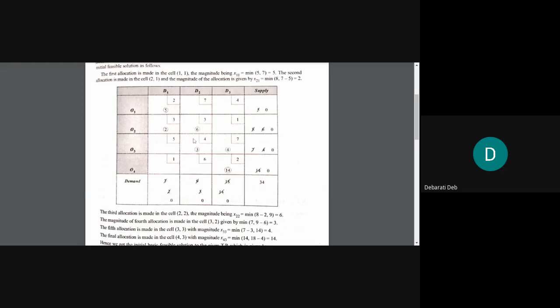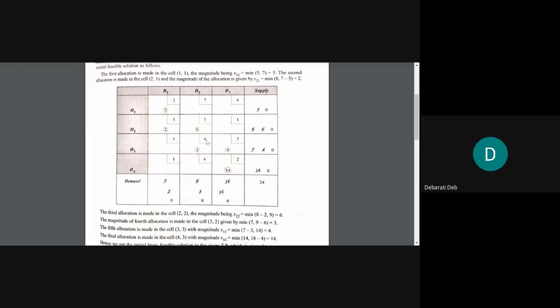And on the row total, we had 8. We have taken 2 from 8. So we will strike off 8 and write 6, because 6 is left. From 8, 2 you have allocated and 6 is still left. So you write 6. Correct?